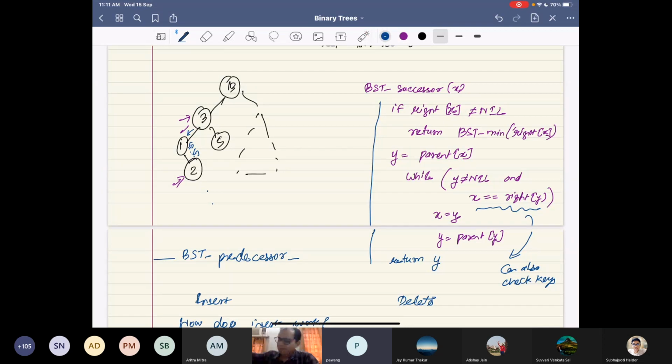Now I keep on going up and up and up until either I reach the root, I mean the top of the root, or a condition comes. Let me write it very clearly. I have two things, x and y, and I'll keep on moving up. In the next iteration, this will become x, and this will become y, and like that I will go. So when will I stop? Either when y comes to null, or if a condition comes.